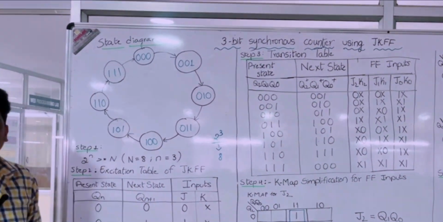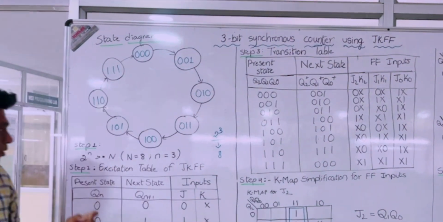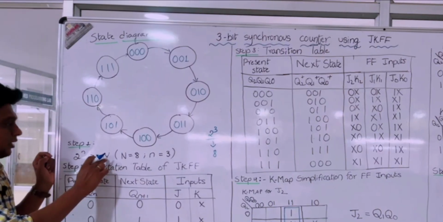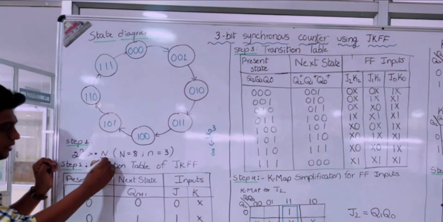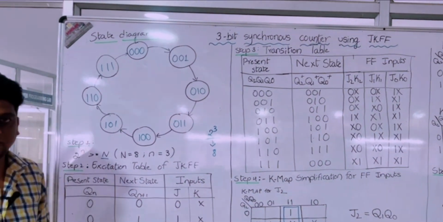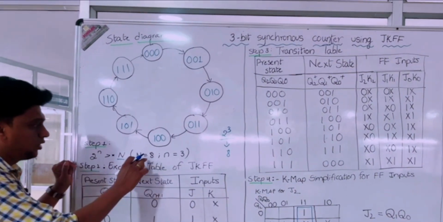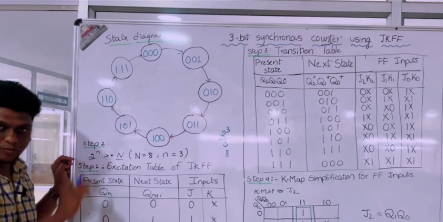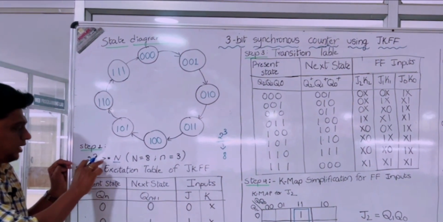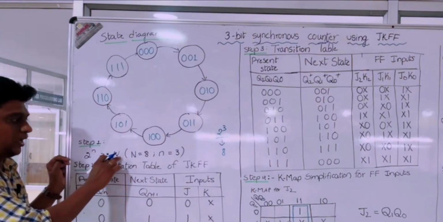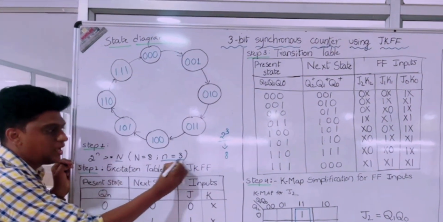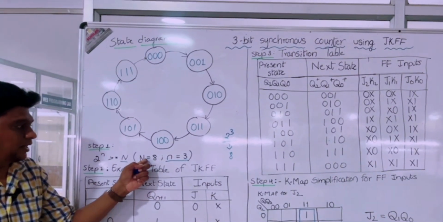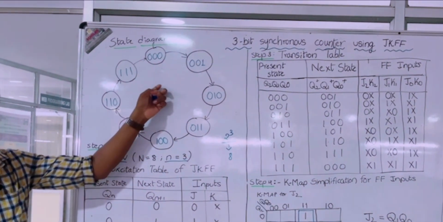How can we identify the total number of flip-flops that we require? The formula to find that is 2 to the power of n greater than or equal to capital N. Here capital N denotes the total count that we need in the sequence. So here the total count is 8, capital N is 8. So 2 to the power of 3 is greater than or equal to 8, so the total number of flip-flops that we require is 3. Small n represents the total number of flip-flops, and capital N is the count for this counter.